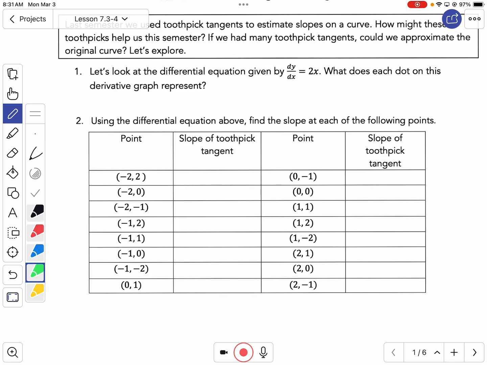Plug the point into the differential equation. You're getting the slope at each of those points. So you're going to plug that into your differential equation to get the slope.